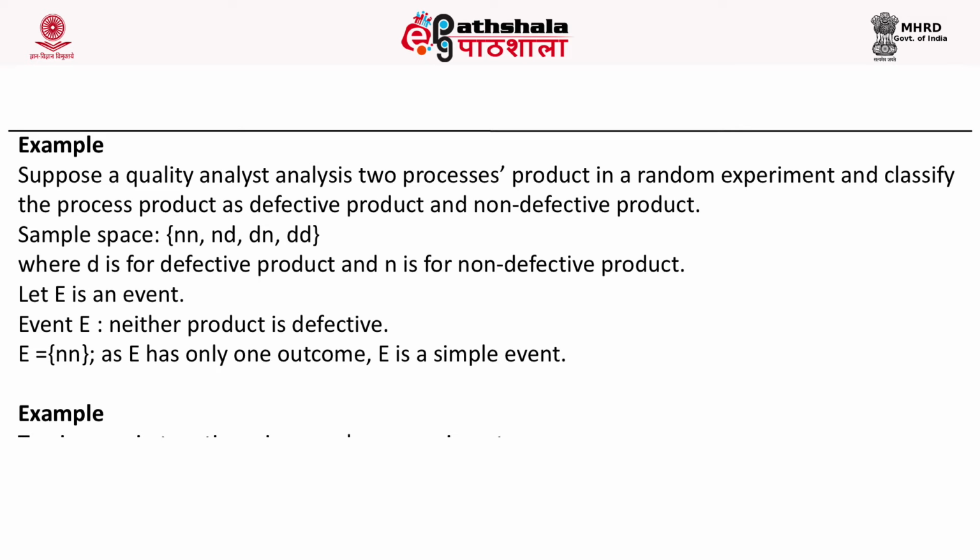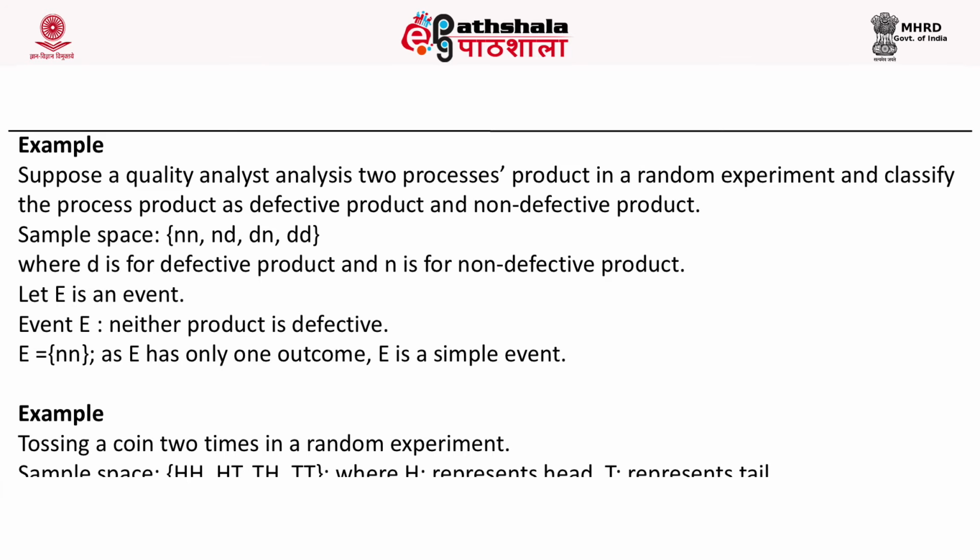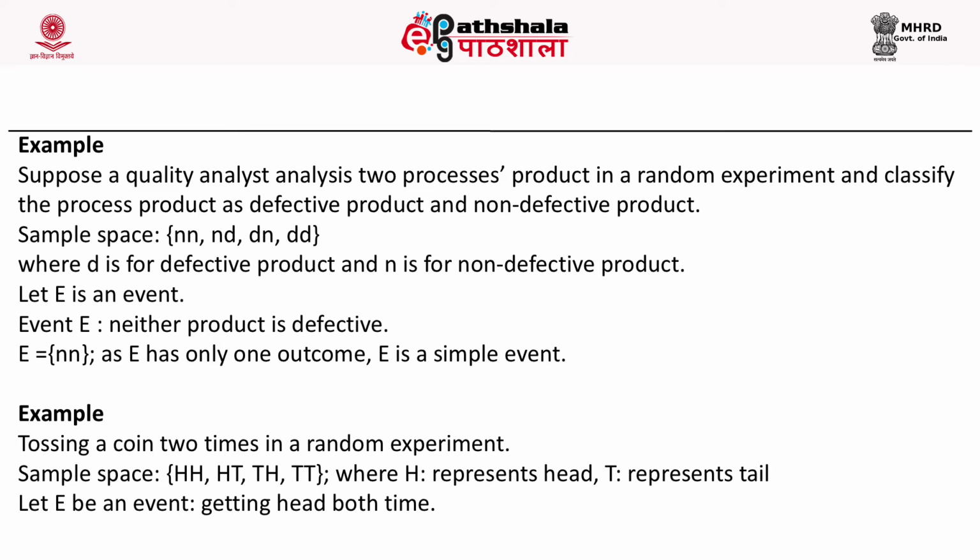Another example is tossing a coin 2 times in a random experiment. The sample space consists of HH, HT, TH, TT, where H represents head and T represents tail. Let E be the event of getting head both times. So E is equal to HH; there is only one possibility, that while tossing a coin 2 times, head only can occur. So E has only one outcome, so E is a simple event.